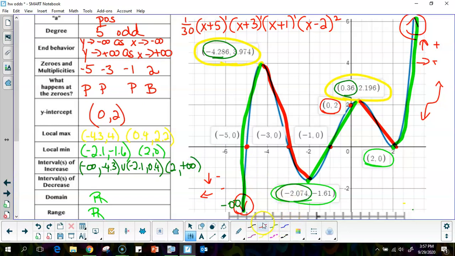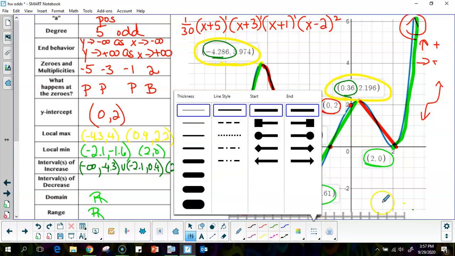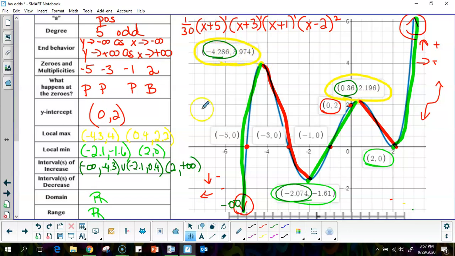All right, decrease, I'm going to do red. Goes from -4.3 to, where does it end? Right here, this one, -2.1. And then I got one more. 0.4 to 2. All right, that's it for that one.